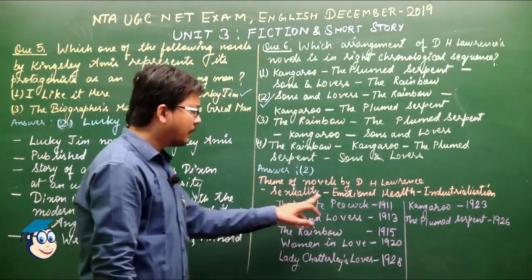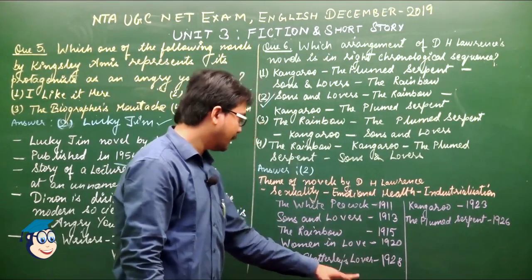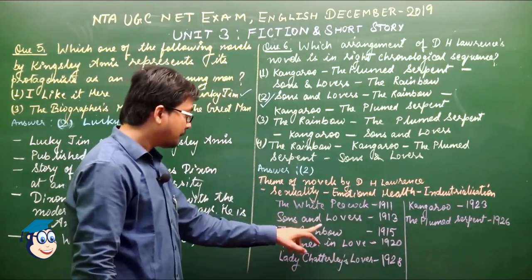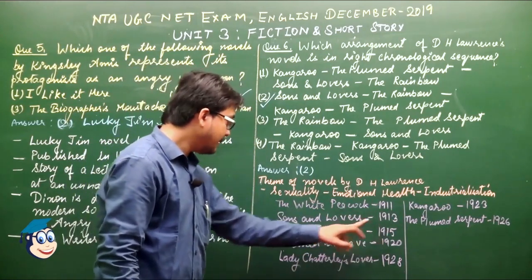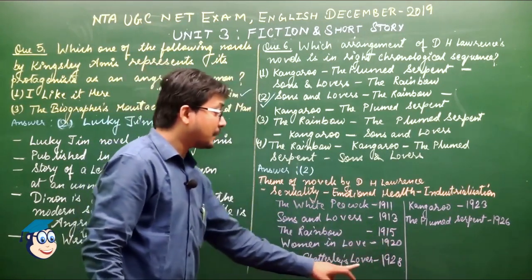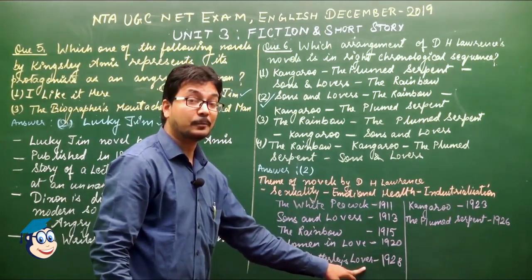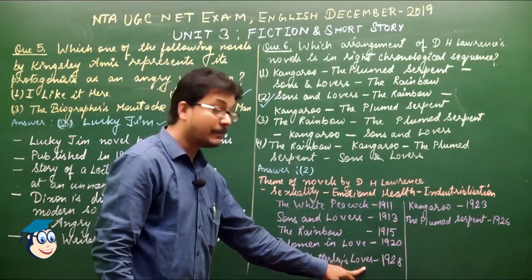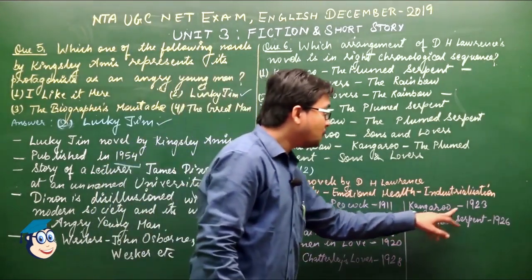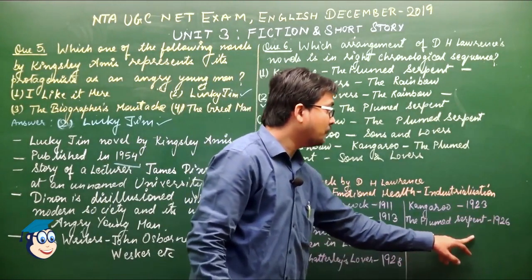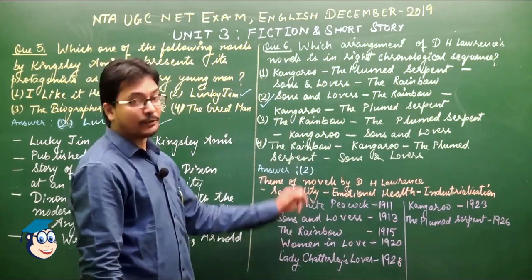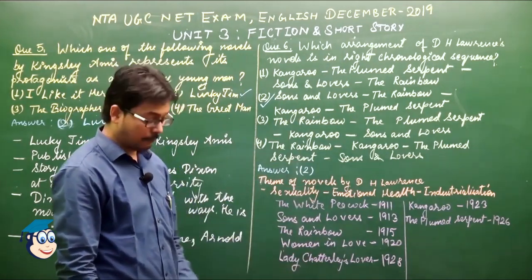The further thing is about some of the very notable novels of Lawrence. The very first novel, published in 1911, was The White Peacock, Sons and Lovers in 1913, The Rainbow in 1915, Women in Love in 1920, Lady Chatterley's Lover, which was quite explicit for its sexual theme and also banned in some countries, published in 1928, Kangaroo in 1923, and the last one, The Plumed Serpent in 1926. So this is how D.H. Lawrence published his very notable novels.